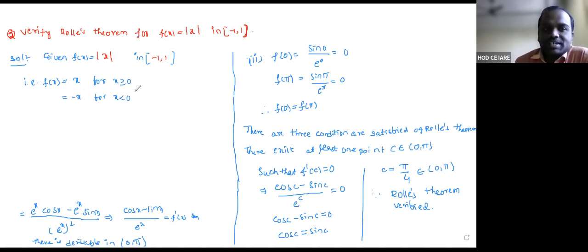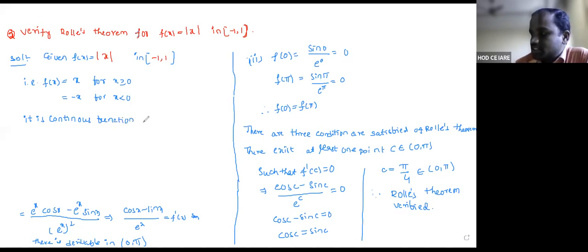So these conditions are both satisfied. We can write -1 or +1. We are given the continuity, and there is never a break. So it is a continuous function.